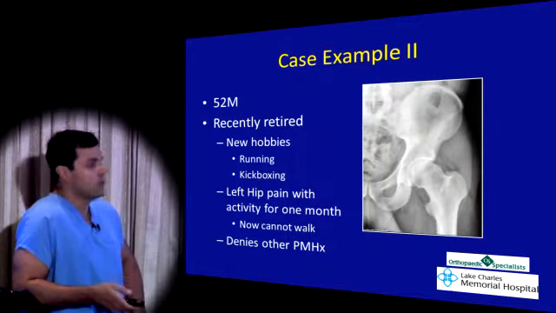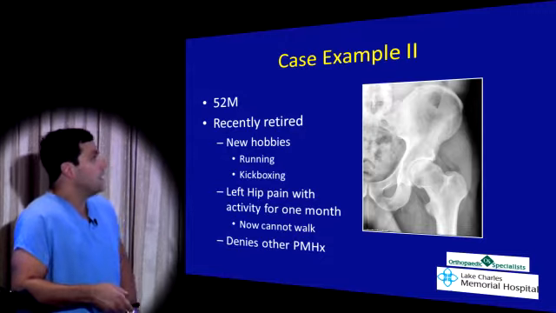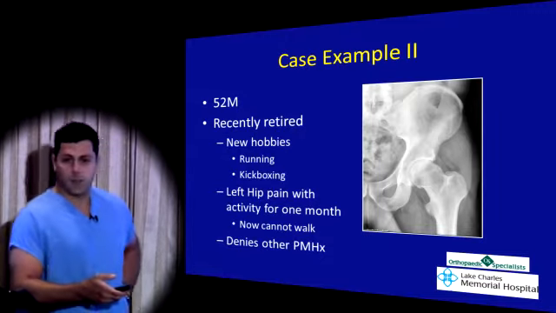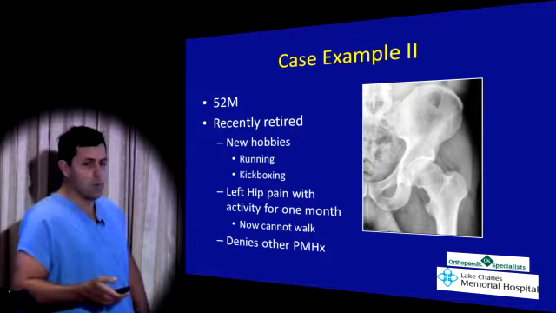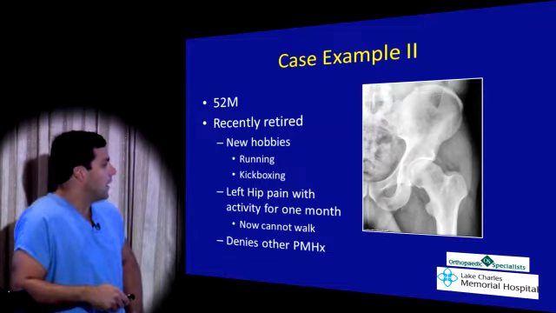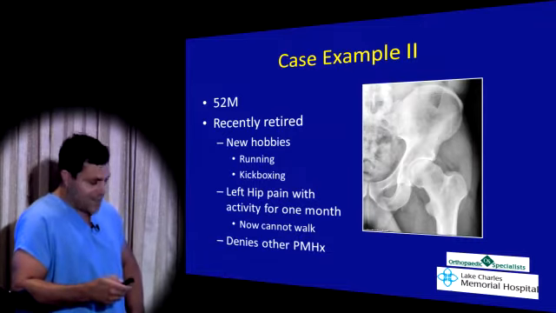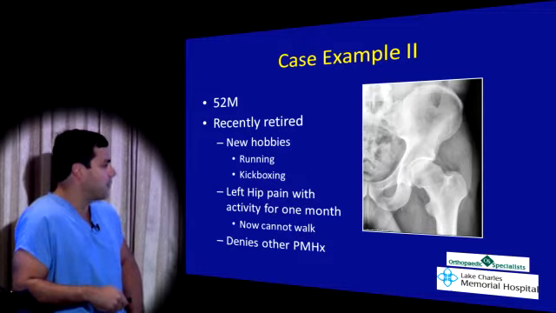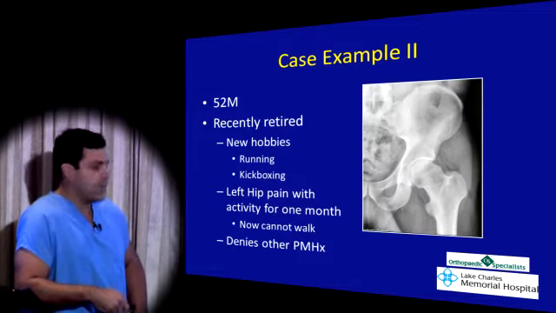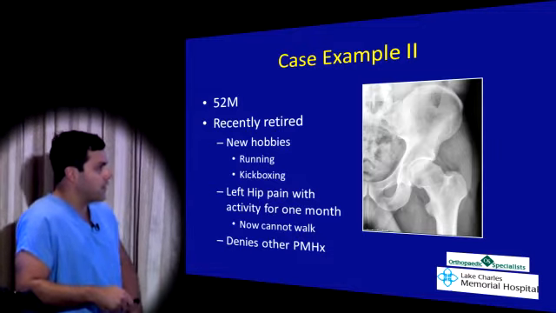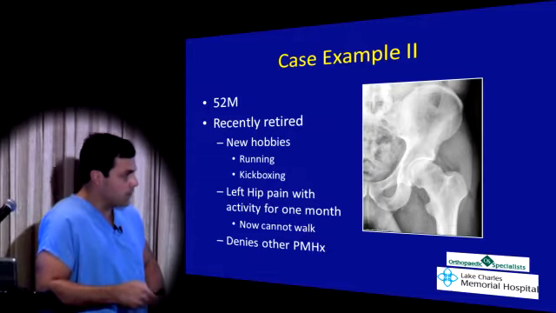Okay. This is a second example. This is a gentleman, 52 years old. He was recently retired. He decided he'd take up kickboxing and running. It's something you want to do when you're bored, you don't work anymore. He had left hip pain with activity for 1 month, and now he couldn't walk. He got sent in, had no other past medical history. X-rays looked fairly normal.